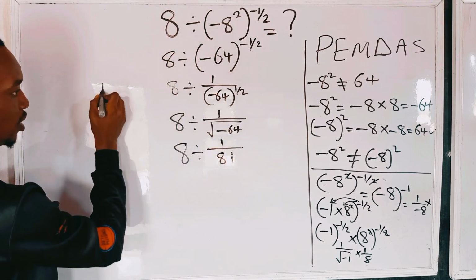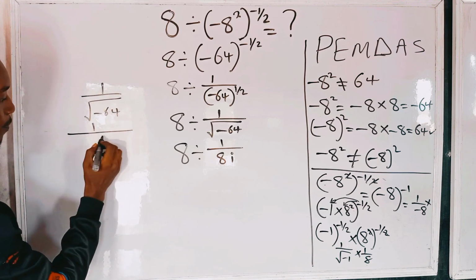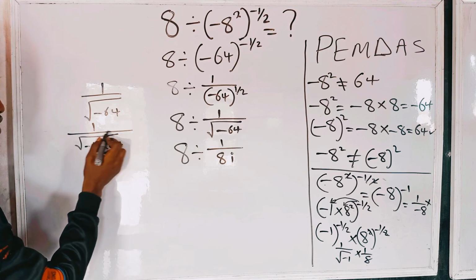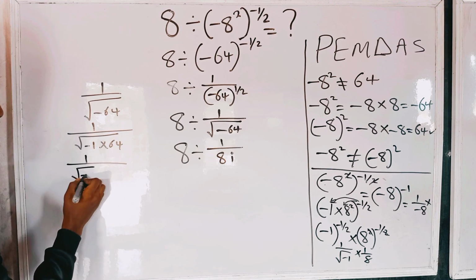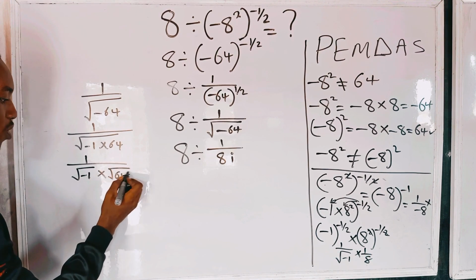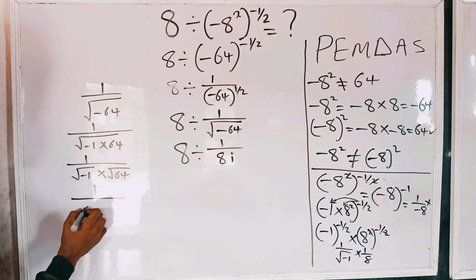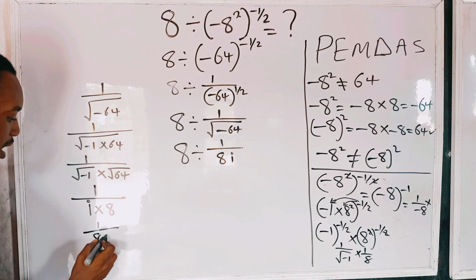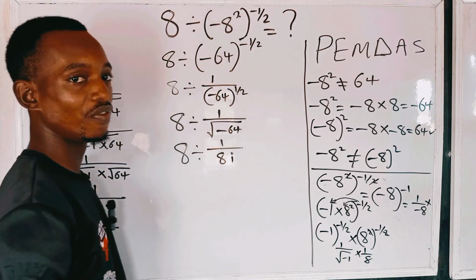Yes, 8i. Now, let me simplify this further. Let me break it down. This 1 over square root of negative 64, right? We can split it and say square root of negative 1 times 64, like I've said there. Then according to the rule of surds, we can split this and say square root of negative 1 times square root of 64. So here we now have 1 over the square root of a negative number, which, don't forget, is imaginary, that's i, times the square root of 64, which is 8. Therefore, you're going to have 1 over 8i. So that's how we got this 1 over 8i. So from here now, it's very, very simple.